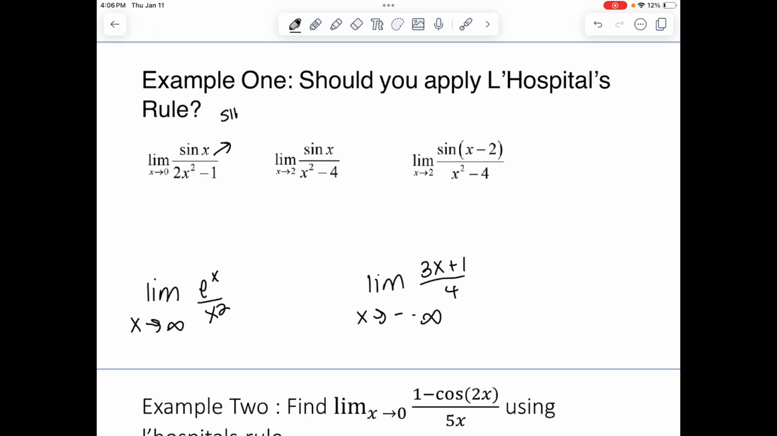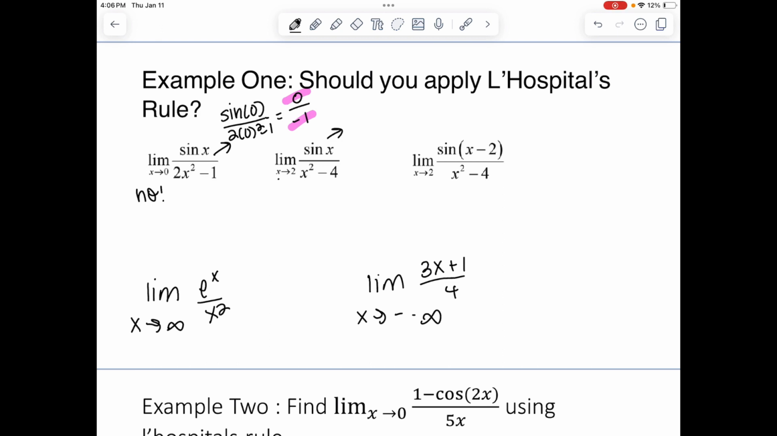So sine of 0 over 2 times 0 squared minus 1. Sine of 0 is 0, and then the denominator goes to negative 1. So no, I cannot use L'Hopital's rule because this is not 0 over 0. It's 0 over a number. So it does not work there. Let's try the next one.